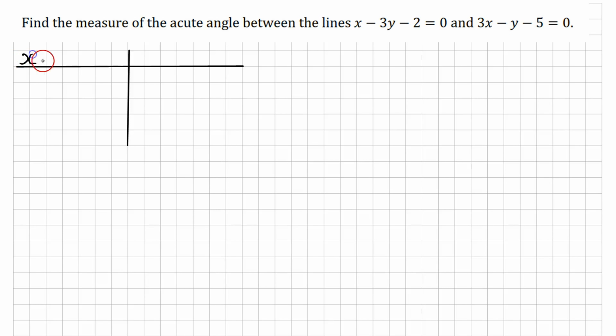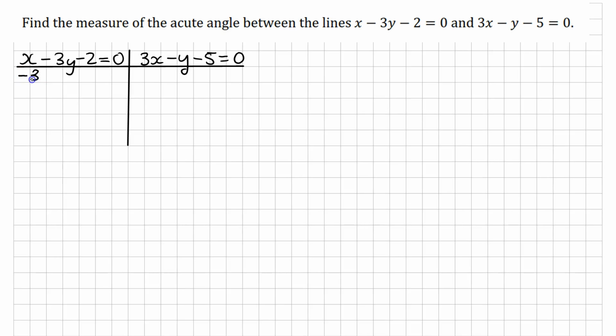So I have to get the slope of x minus 3y minus 2 equal to 0, and I have to get the slope of 3x minus y minus 5 equals 0. Okay, so all I need to do is isolate y. So minus 3y is equal to minus x plus 2. So 3y is equal to x minus 2. So y is equal to 1/3 x minus 2 over 3.